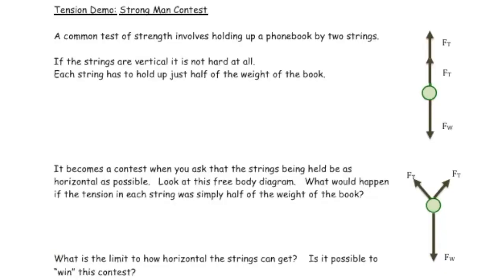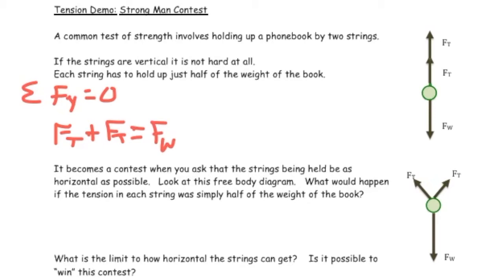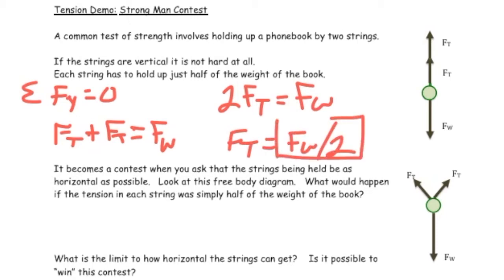A common test of strength involves holding up a phone book by two strings. If the strings are vertical, it is not hard at all. Each string just has to hold up half the weight of the book. We can show this formally. We can say that the sum of the forces in the y direction is 0. Going upward, we have two tensions, Ft and Ft. Going down, we have the weight, Fw. We can combine like terms and say 2Ft equals Fw. If I get Ft by itself, it is equal to Fw over 2, which is half the weight, just like we said.